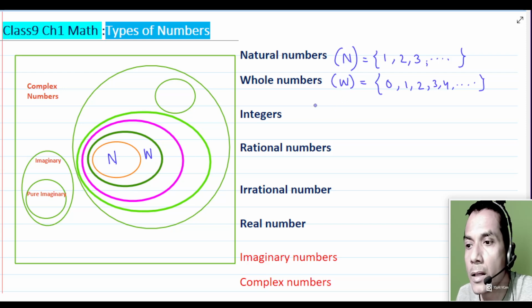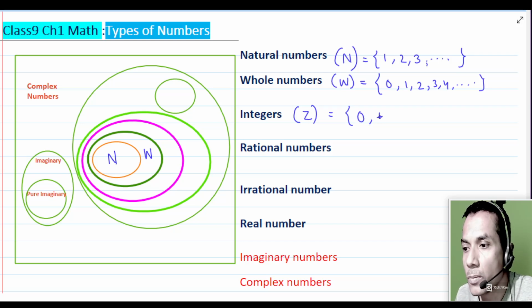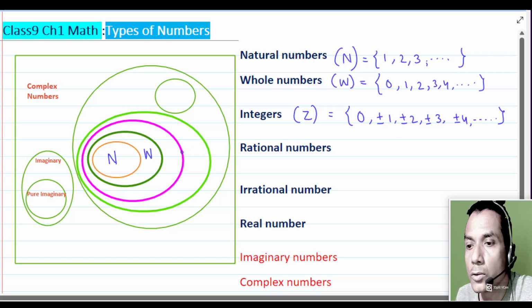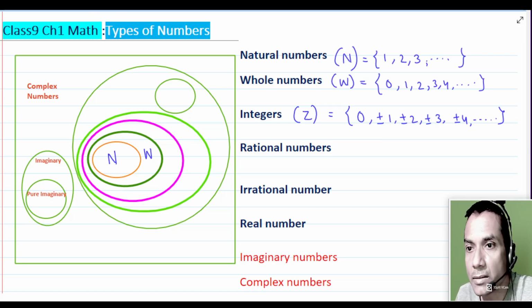Next is integer. Integer is represented by Z. It is the set of all positive and negative whole numbers, including 0. So 0, plus minus 1, plus minus 2, plus minus 3, plus minus 4 and so on. So Z is represented here.